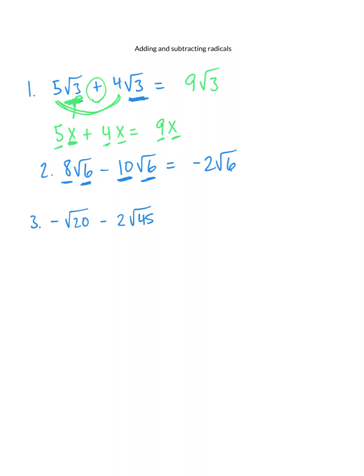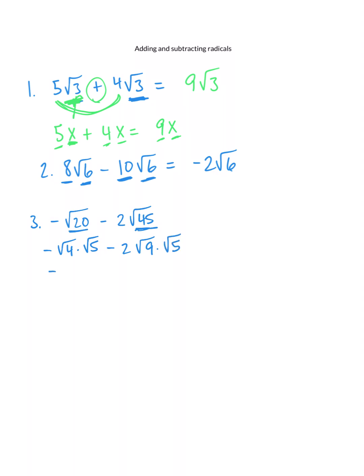Now let's look at negative square root of 20 minus 2 square root of 45. We cannot combine our negative 1 and our negative 2 since we don't have the same thing under the radical, called a radicand. So we need to simplify first. We know that the square root of 20 can be simplified because there's a square root of 4 inside the square root of 20. And we know the square root of 45 can be simplified because we know there's a square root of 9 in there.